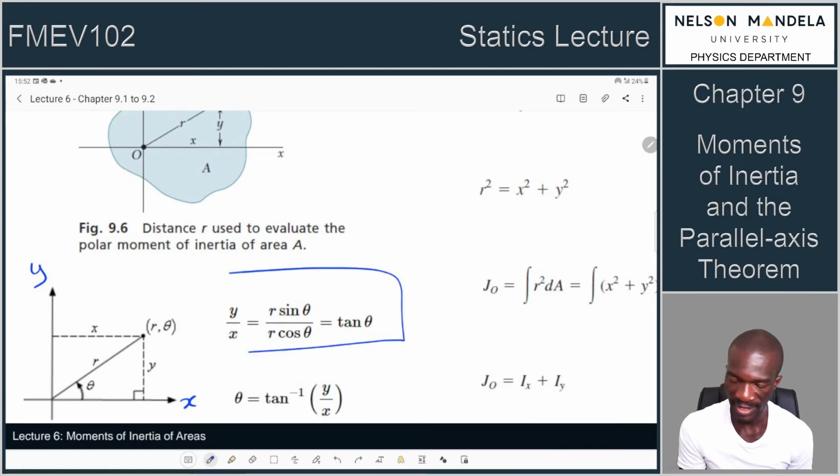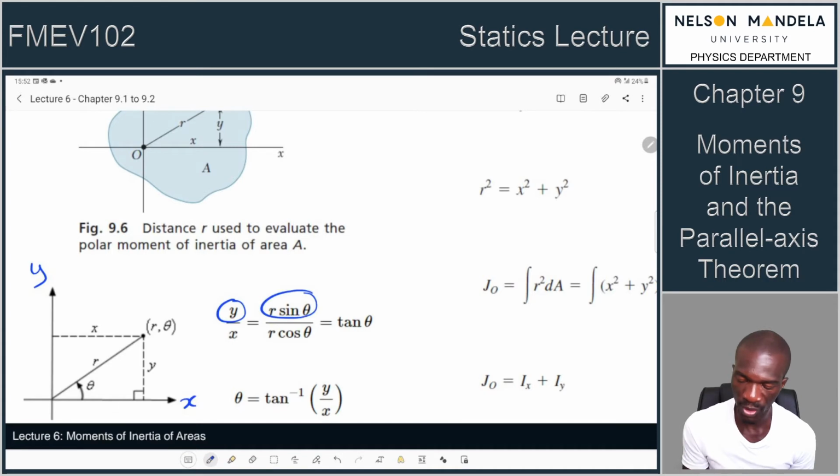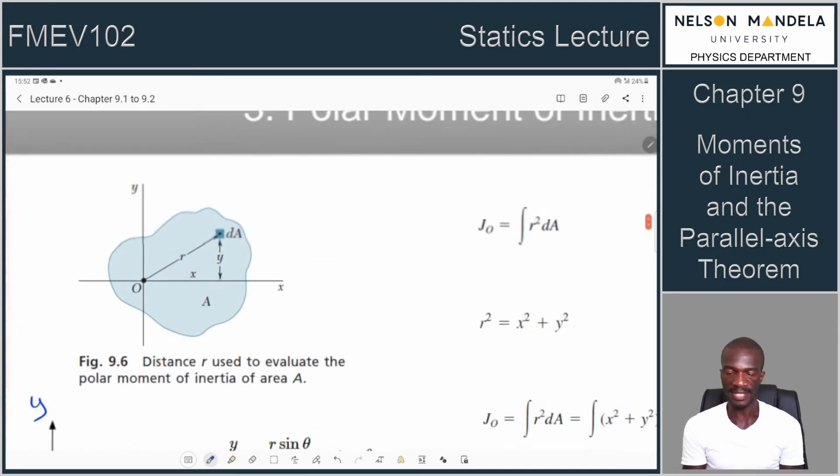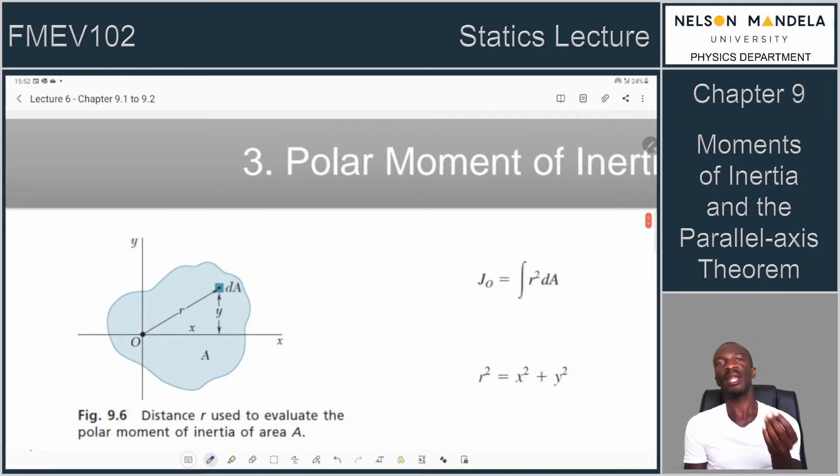So these equations are just telling you that your y is simply equal to your r sine theta. Your x parameter is your r cos theta. So y over x is tan theta, and your angle theta is now an arctan of that. And obviously your r squared is equal to x squared plus y squared. That is the definition of your polar coordinates.